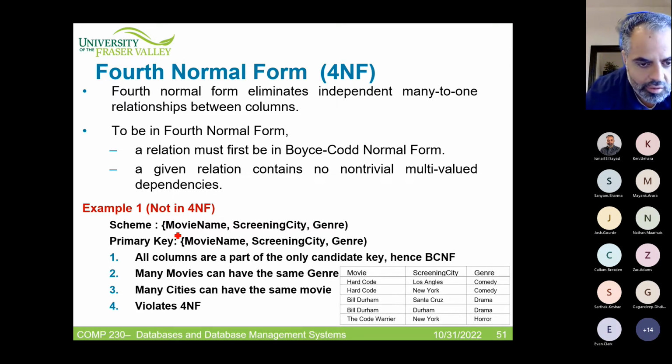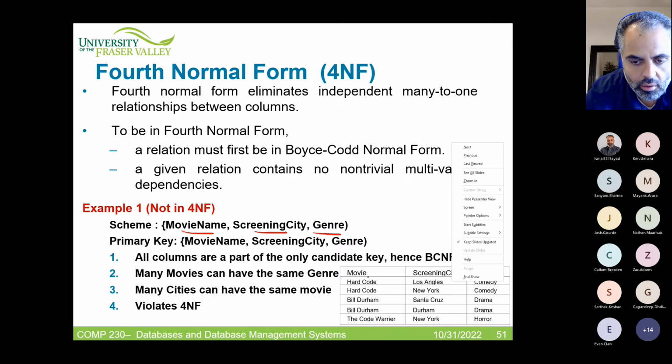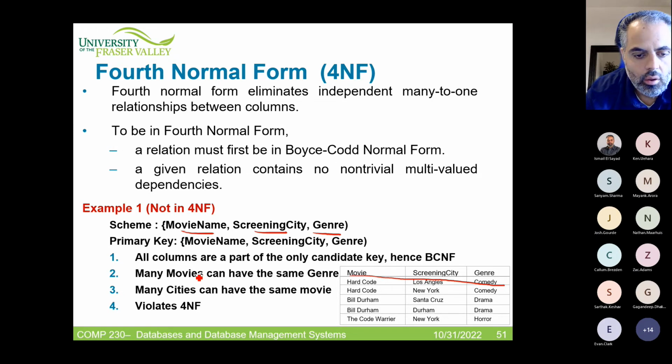So here we have a schema: movie name, screening city, and genre. And the primary key is all of them. All columns are part of the only candidate key, and we have only one candidate key. There is no relationship between them in this case, no relationship between different values from different candidate keys. We have only one candidate key, no dependency between the attributes. So it is a BCNF. However, it is a BCNF.